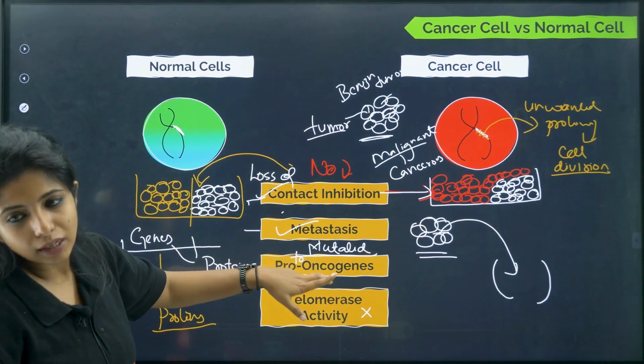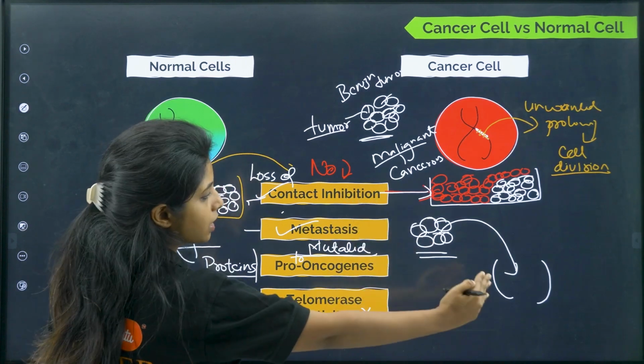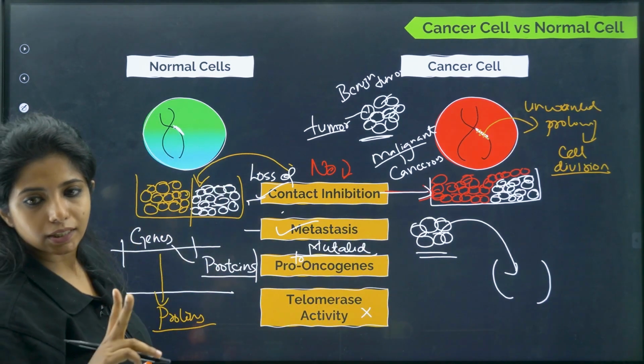This is a cause of cancer. You can say that this proto-oncogene is a cause of cancer. When they get mutated, it can cause cancer. These are the properties that you need to remember: loss of contact inhibition and metastasis.